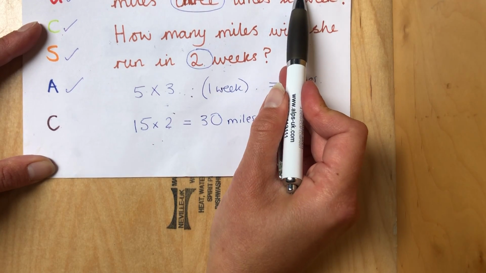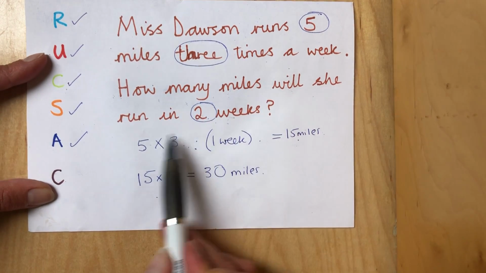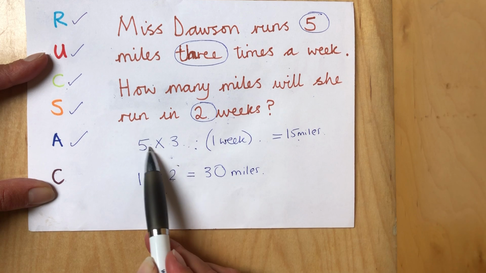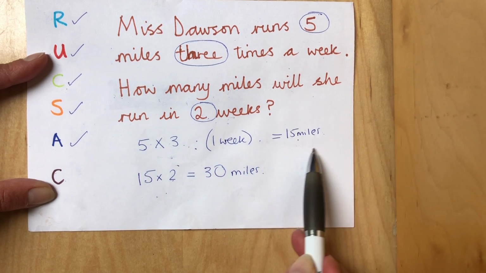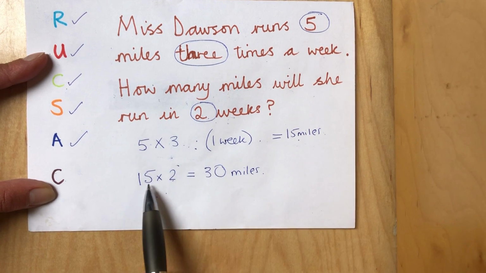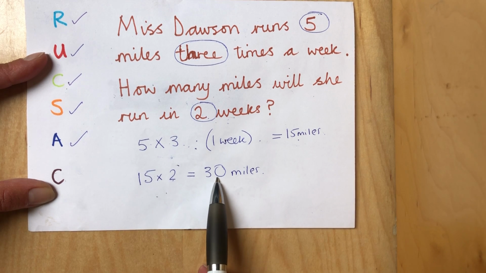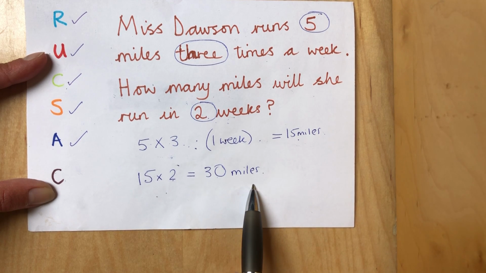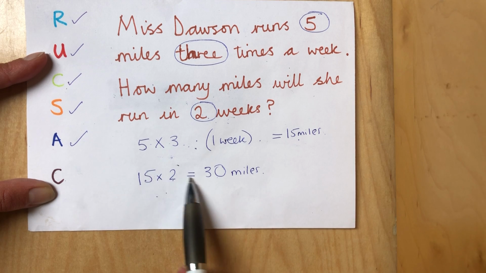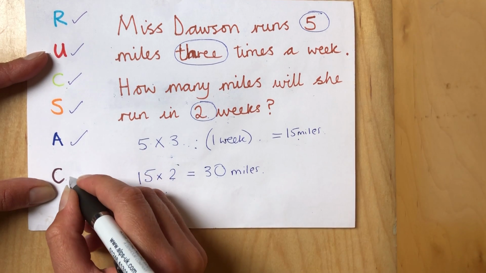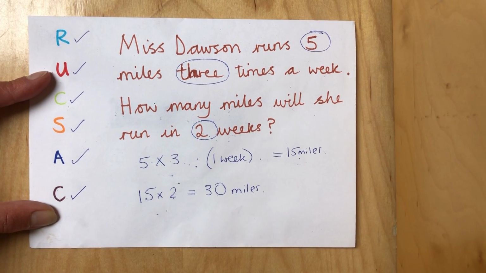So I'm going to double check that I've calculated the first part correctly. 5 lots of 3 give me 15 miles. I'm happy with that. And I know that double 15 gives us 30, or 2 lots of 15, or 15 times 2. So I have checked it. Okay, and we are done.